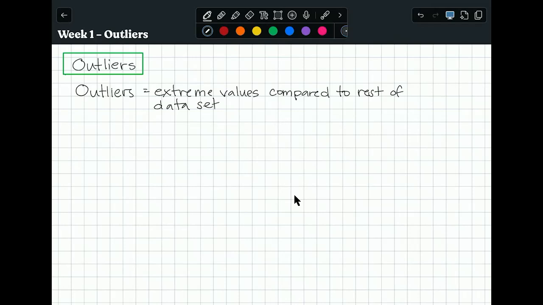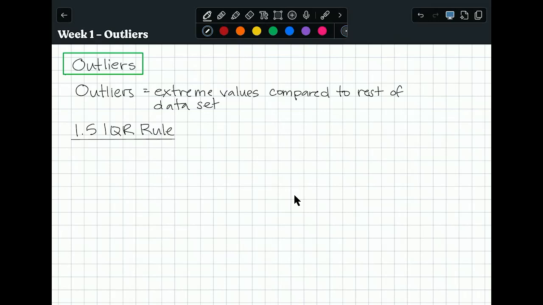And in order to compare something to the rest of the data set, I really need an idea of how spread out that data set is. So we've devised as statisticians 2 rules that we can use to decide whether something is an outlier. The first is called the 1.5 IQR rule. This rule uses the interquartile range, or IQR, to decide if something is an outlier.